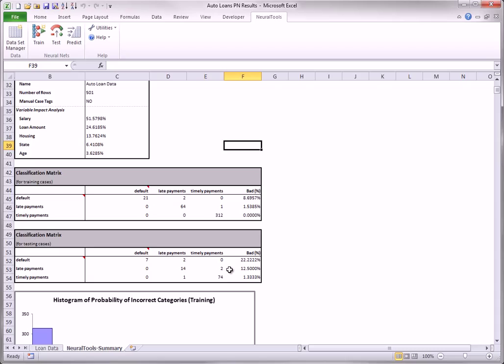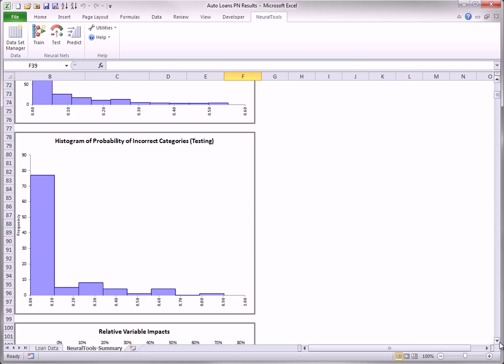In addition, the results for a probabilistic net include a histogram of the probabilities of incorrect classifications for training and for testing. Here are the results for testing. As you can see, most of the probabilities are very small, but a few are quite large.